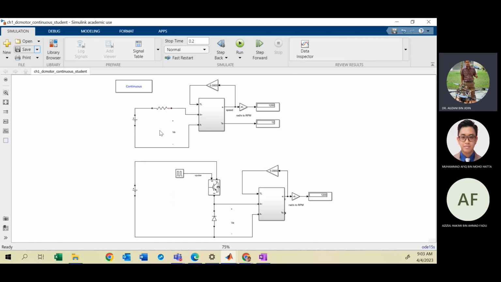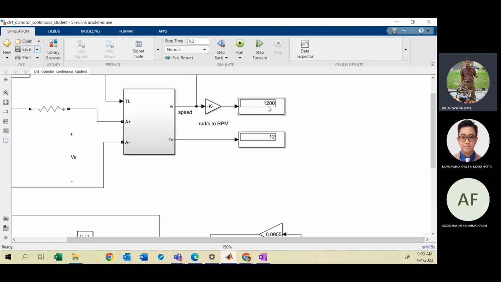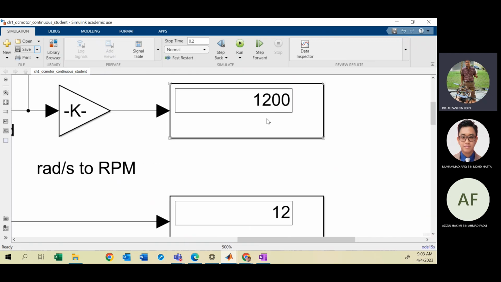Okay, so you need to substitute or apply the calculation values that we did just now. Then you apply the values. After that, you can verify. Does the motor speed reach, is the speed obtained 1,200 RPM? You can check using the display block. Okay, please do. I give 10 minutes.